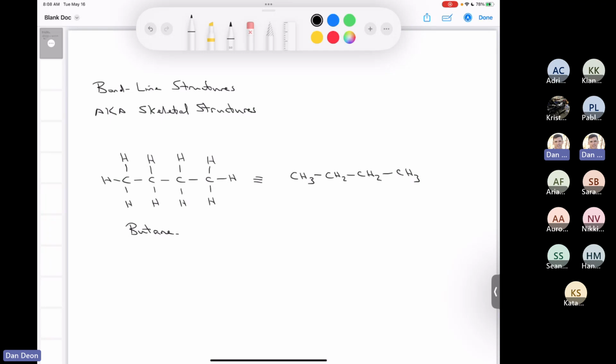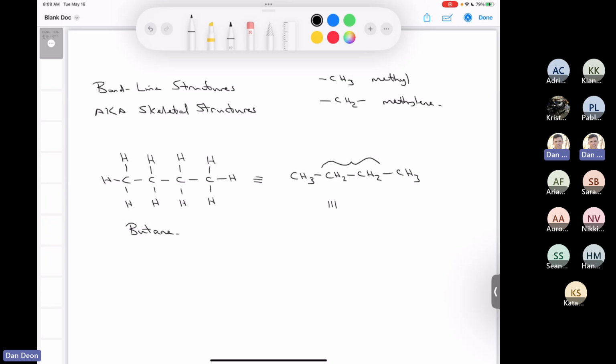Now, if you're wondering, can you condense this even further? The answer is yes, because we have these two CH2 groups that are repeating. When you have a CH2 group, it actually has a name. It's called a methylene. And when you have a CH3 group, that's got a name too. It's called a methyl group. So a methylene and a methyl.